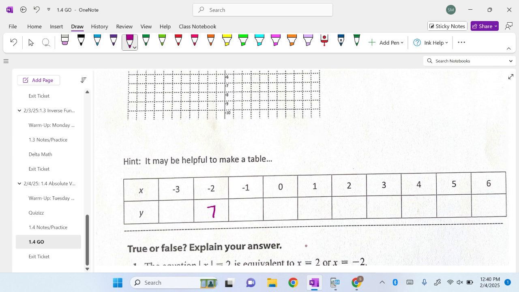7, -1, 0, So 1 is 1, and then 2 is what? They're both 1? You sure? Oh, yeah, I guess the vertex would be lower. All right, now click and type in the remaining x values.